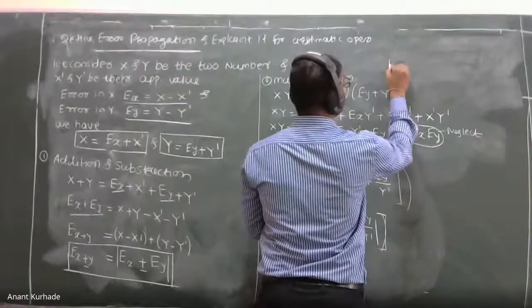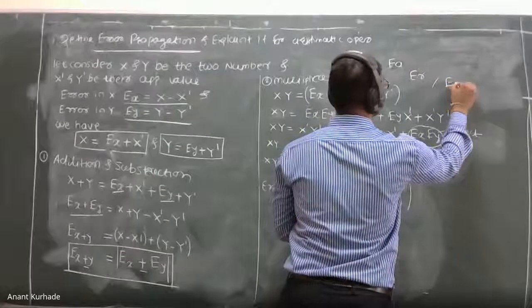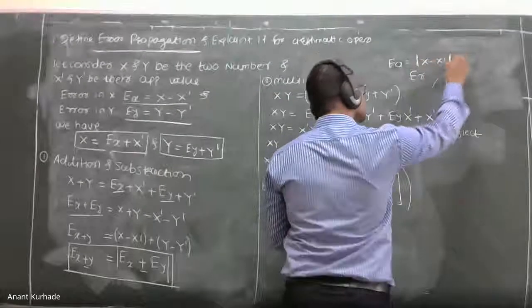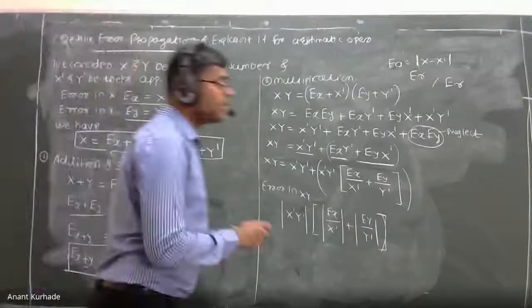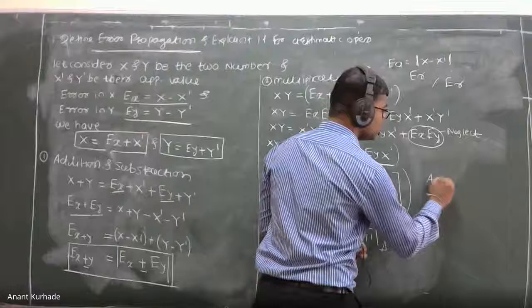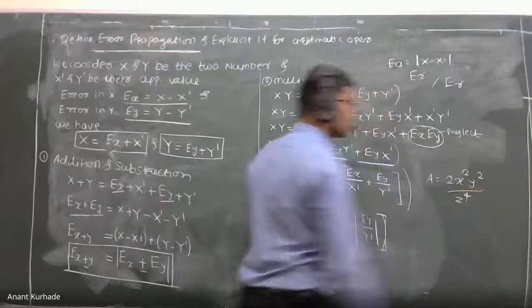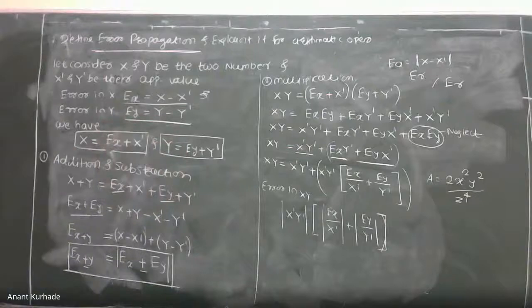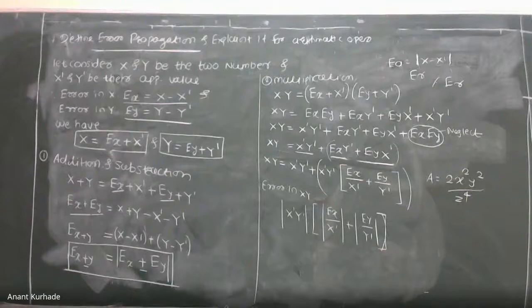When calculating error and percentage error, remember error is equal to x minus x dash. Here again we have solved the problem: error in terms of error in A is equal to 2 x square y square divided by z, which is 4. Always just remember, always use error, error is positive, and use mod. That's it.